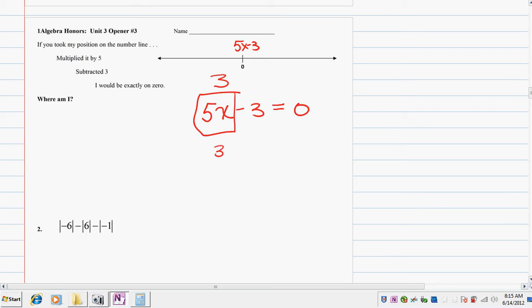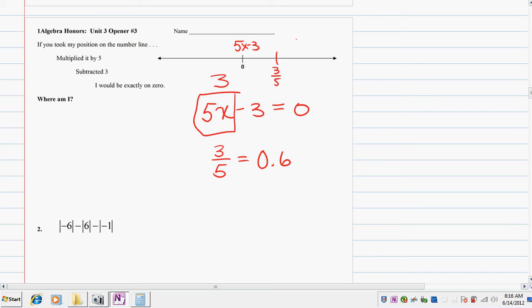Some of you might recognize that this is 3/5. Some might recognize that 0.6. The way you can figure it out is you can take 3 and divide it by 5 to find out. Because 5 times what equals 3? 3 divided by 5 is that number. So I would be exactly at 3/5 on the number line.